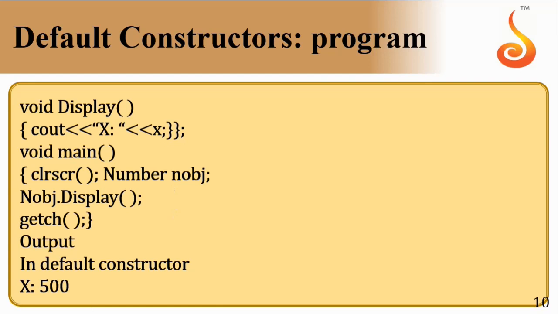And then I am calling the display function. How do I call a member function? The object name, dot, the function name. So when I call the display function, whatever is there in the display function gets executed, and I am printing x as 500. So this is the program for the default constructor.